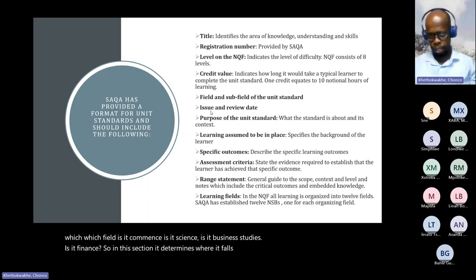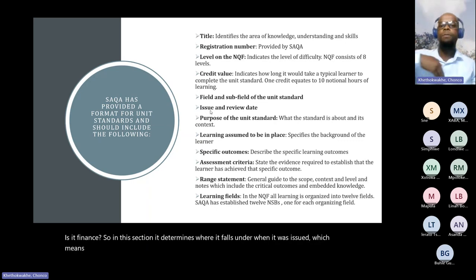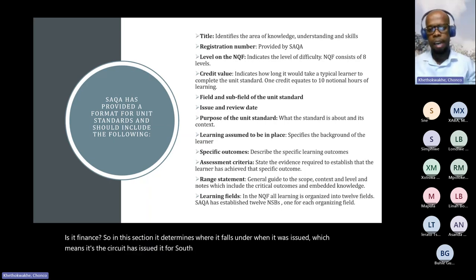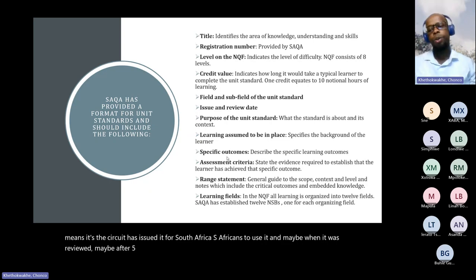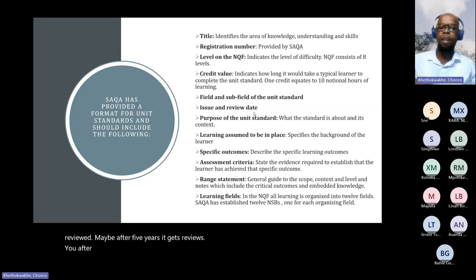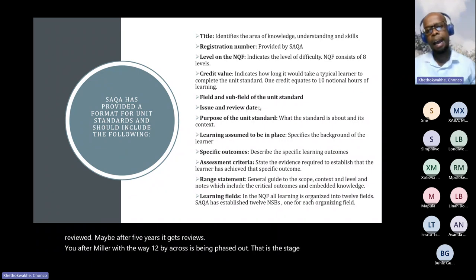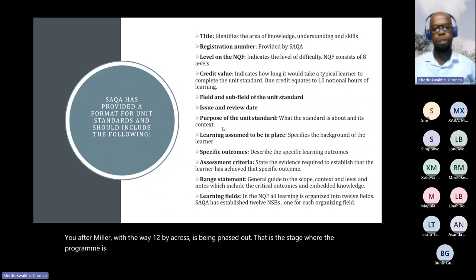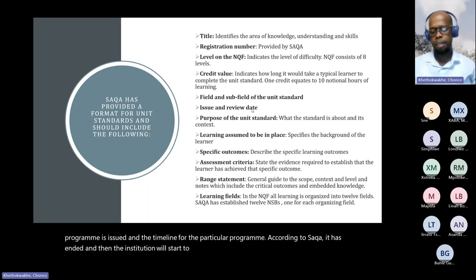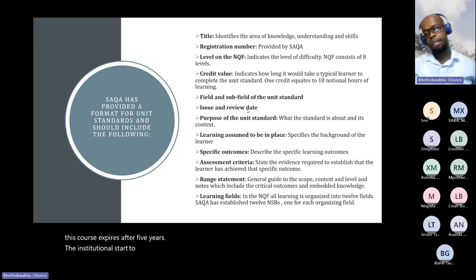It also shows when it was issued, which means SAQA has issued it for South Africans to use, and maybe when it was reviewed, maybe after 5 years. Maybe you are familiar with the way a course is phased out. That is the stage where the timeline for the program, according to SAQA, has ended. The institution will start to phase it out because the SAQA document says that this course expires after 5 years, and the time for that particular course has elapsed.